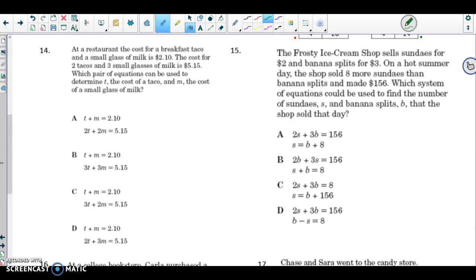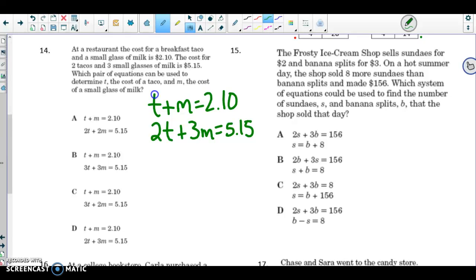Okay, by observation, I'm noticing that each and every one of them has T plus M equals 2.10. So one taco plus one milk is $2.10. So in order to get to the 5.15, we should be taking 2 tacos plus 3 milk to get to the 5.15. And the one that matches that would be D right down here.